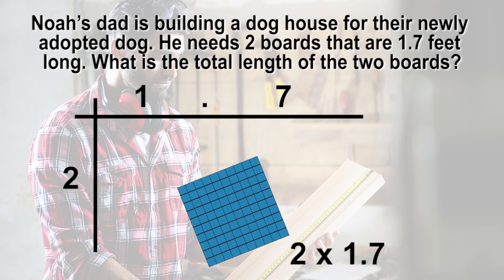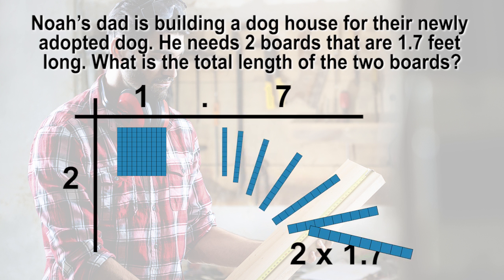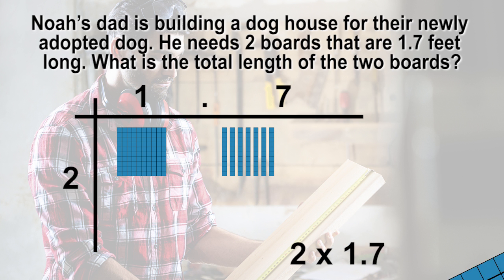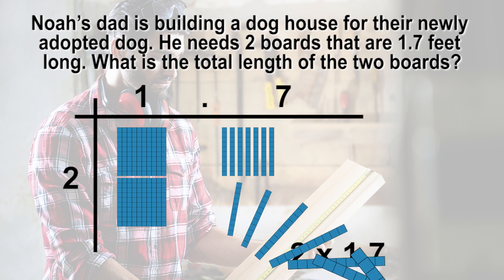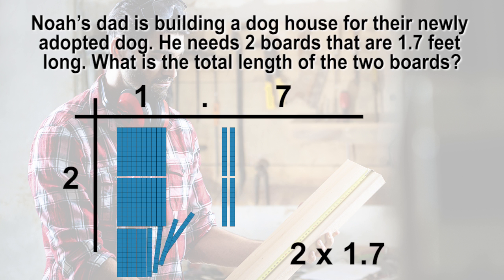Leave room between the 1 whole and 7/10 to place the place value blocks. In the first row, place 1 whole or 1 flat along with the 7/10 or 7 rods. Now in the second row, place 1 flat and 7 rods. There are a total of 2 flats and 14 rods. Because there are more than 9/10, regroup 10 of the rods into 1 whole. Now there are 3 flats or 3 wholes and 4 rods or 4/10. The length of the 2 boards total 3 4/10 feet.